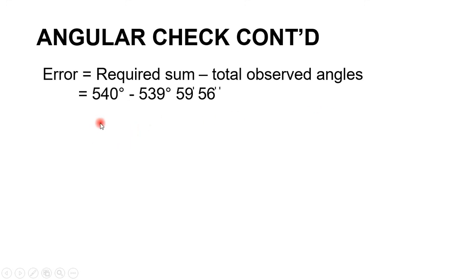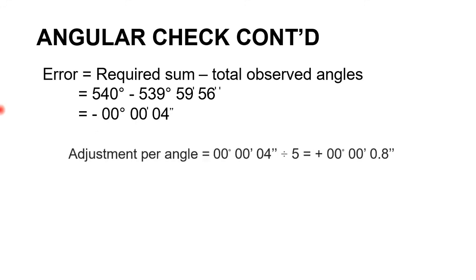So in this case, it is 540 degrees minus the angles that we have calculated from the internal angles of a polygon, which is 539 degrees 59 minutes and 56 seconds. So the answer is going to be minus 0 degrees 0 minutes and 04 seconds. So it means that we are short of 4 seconds for us to have 540 degrees.